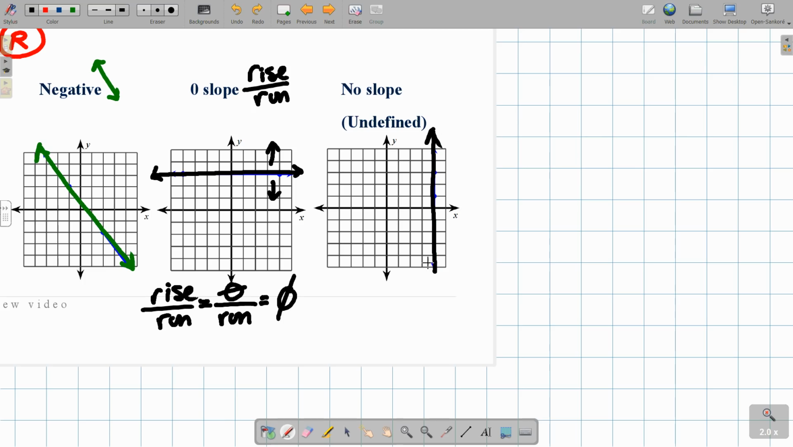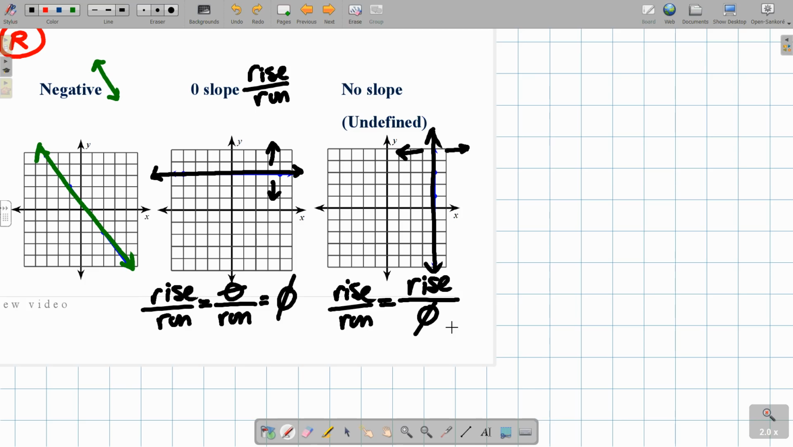Vertical, right? Rise over run. Vertical has no left or right motion. It has no run. So it does have rise, but it has a zero in the denominator. And only God gets to divide by zero. So when you have a zero in the denominator, we call that undefined. Also known as no slope. Be very careful you don't mix up zero slope with the concept of no slope. In general, I will try to use the terminology of undefined rather than using the term no slope, because that can confuse students with zero.